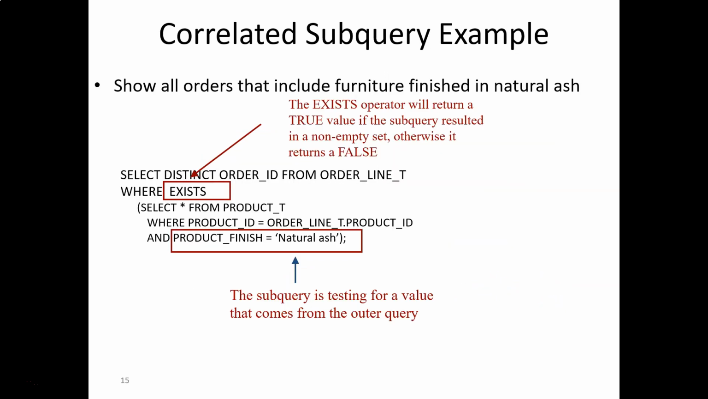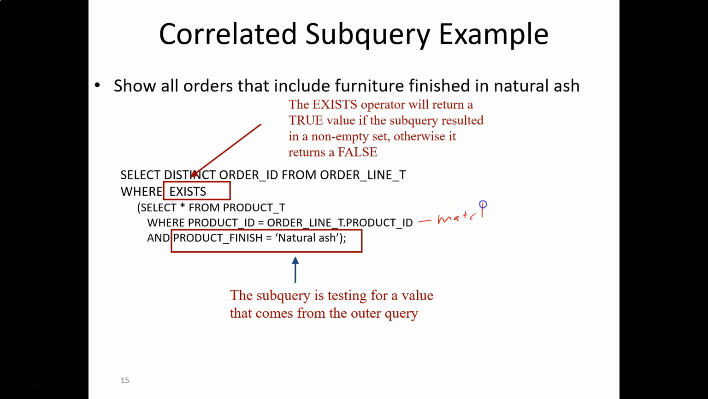Let's take a look at an example here. Show all orders that include furniture finished in natural ash. So here, the outer query is select distinct order ID from order line table where exists. And then in the inner query, you select everything from the product table where the product ID equals the product ID in the order line table. It's matching the order ID with the order ID in the outer query, and the product finish equals natural ash.